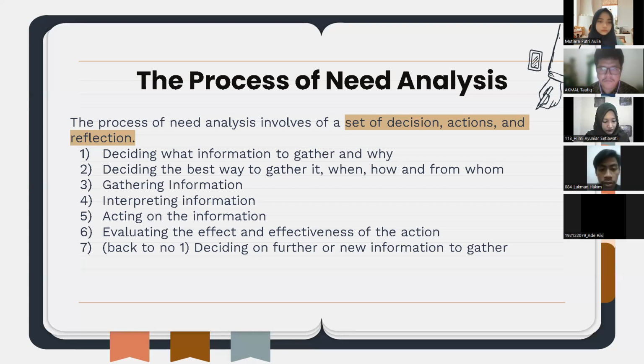So in this needs analysis, it is about how we can decide what the information, the problem, or the subtopic is that we will execute, and then we do the reflection for a better next decision. So I think that's all for me. I give it to the next presenter. Thank you.